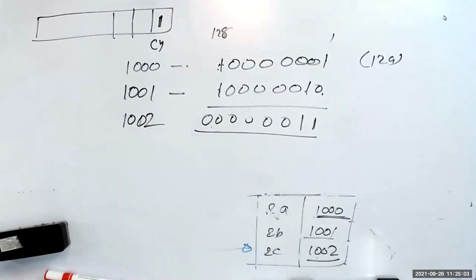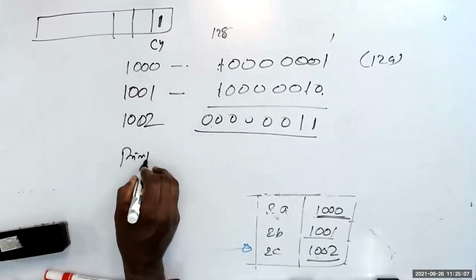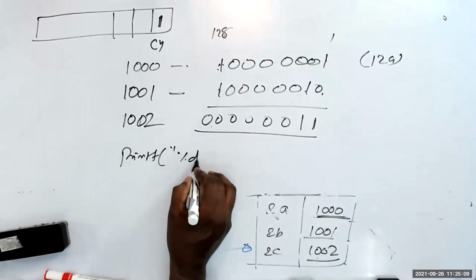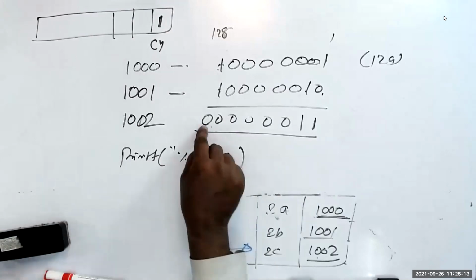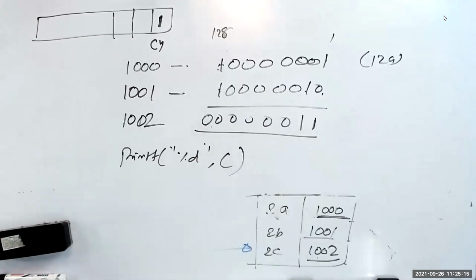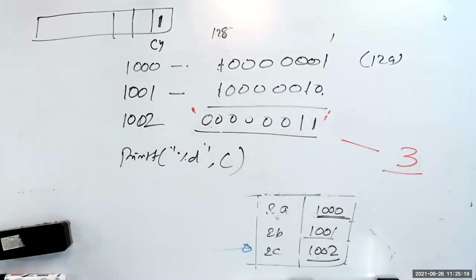Unfortunately, without worrying about carry, you do printf %d, comma C. What our machine will do is, C is at 1002. He will take this, the printf, and print it. You will get answer 3.